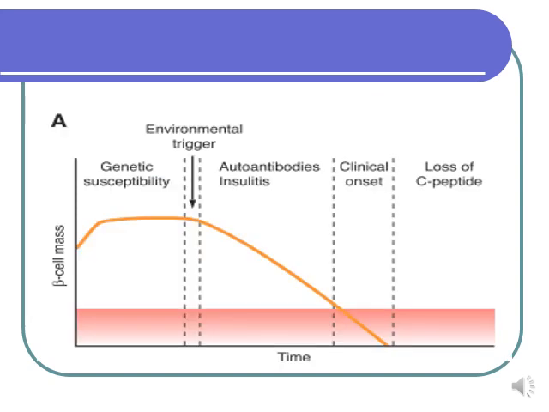If you see this slide, it will give you a picture of what happens with beta cell mass over time in case of type 1 diabetes mellitus. You can see that genetic susceptibility, with a proper environmental trigger, leads to autoantibodies against insulin. Later, this leads to decrease in beta cell mass and decrease in insulin level. Then comes the clinical onset of type 1 diabetes. And if you see the blood investigation, there will be complete loss of C-peptide. So there is no insulin production at all, which can lead to type 1 diabetes.